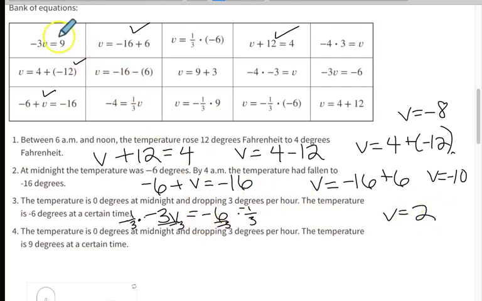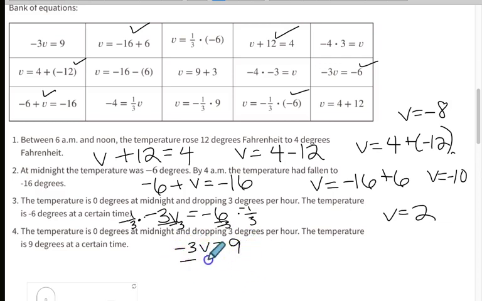And we can look up here and go negative 3V equals negative 6. And that's the same thing as taking negative 6 and multiplying it by negative 1/3. And both of these would equal 2. And the last one, number 4, if you want to try it. Temperature 0 degrees at midnight. It is dropping 3 degrees per hour. So again, it is dropping 3 degrees per hour, and at a certain time, the temperature is at 9 degrees.